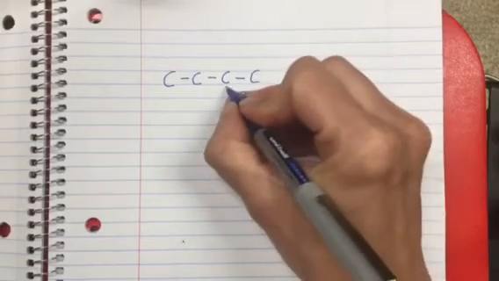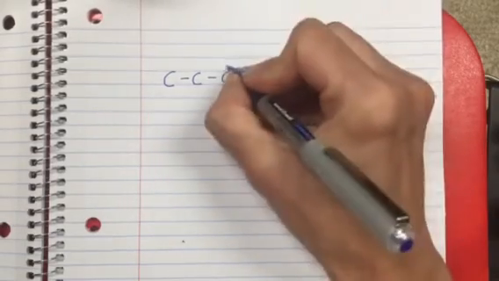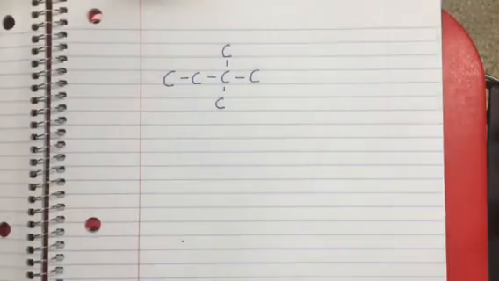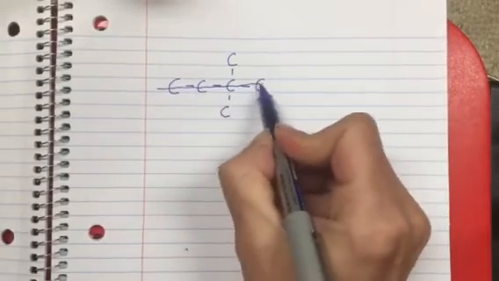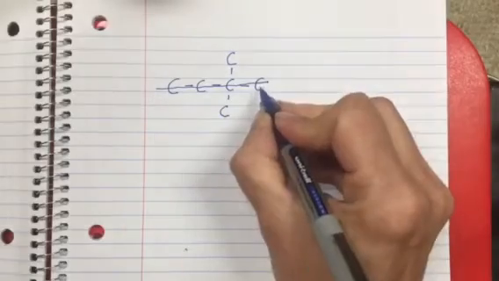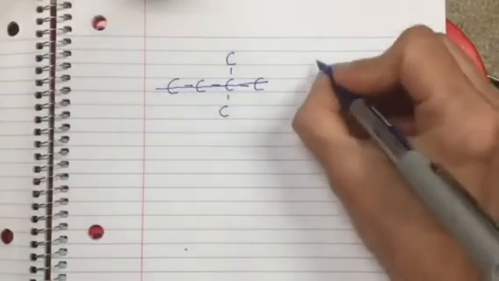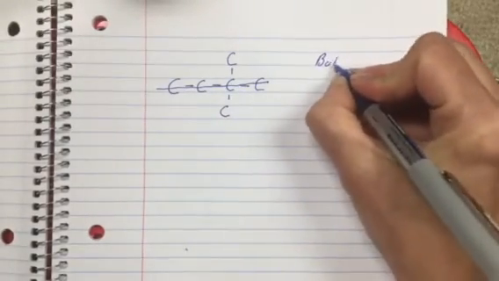Okay, we'll make it a kind of shorter one and easy. What if I have one that looks just like that? Okay. How long is our longest chain? Conveniently straight across. Okay, that's 4: meth, eth, prop, but. So this is butane.